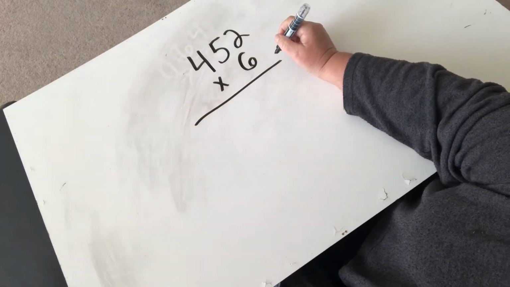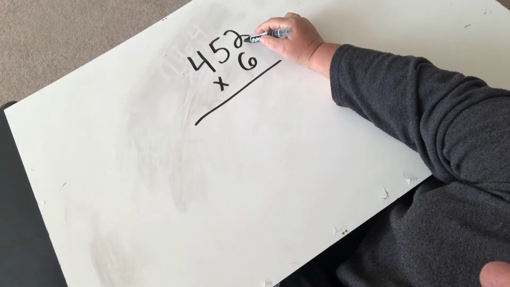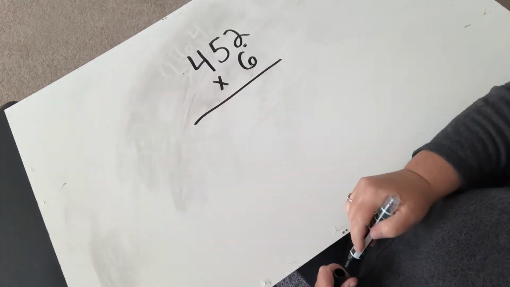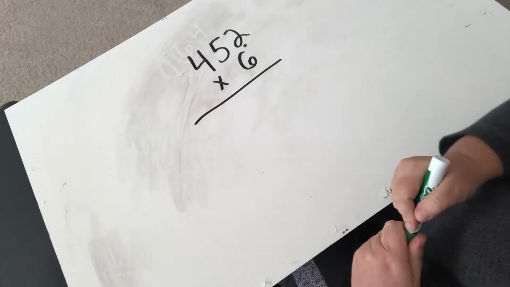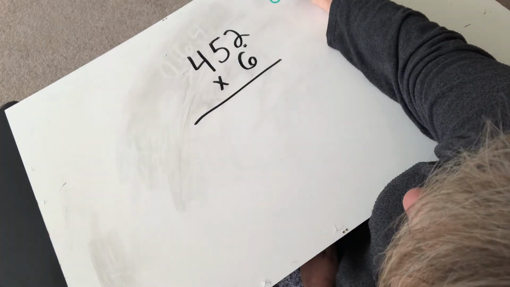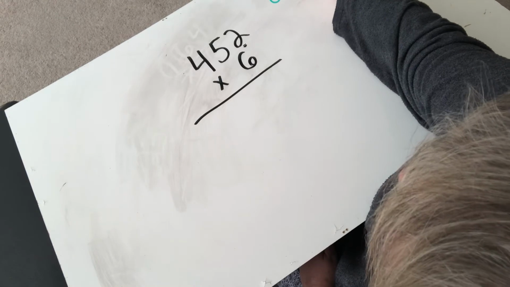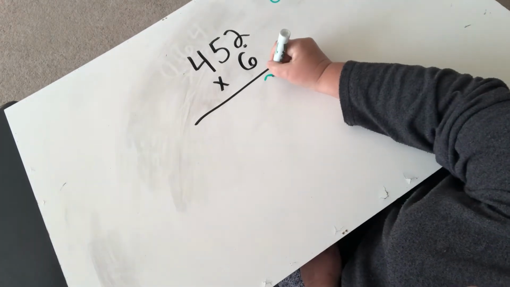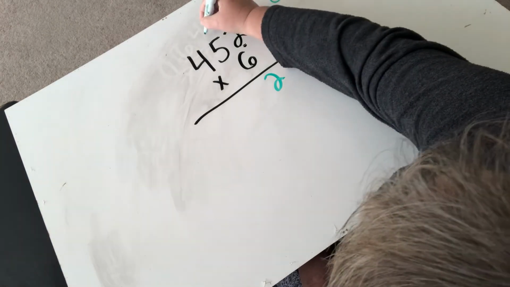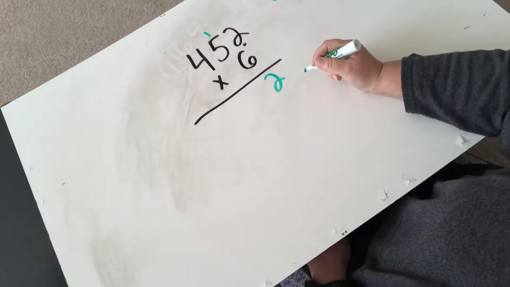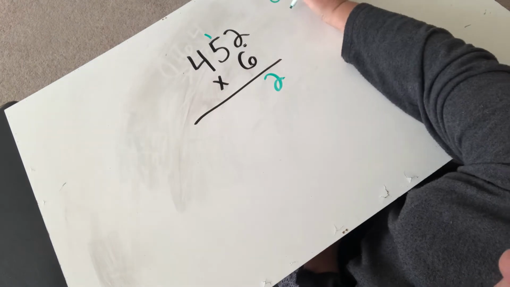So what do I start with? I start with my ones. So 6 times 2 is what? 6 times 2 equals 12, right? So the 2 goes in the 1 spot, and that 10, that 1 that's in the 10 spot, goes in and above the 10s.